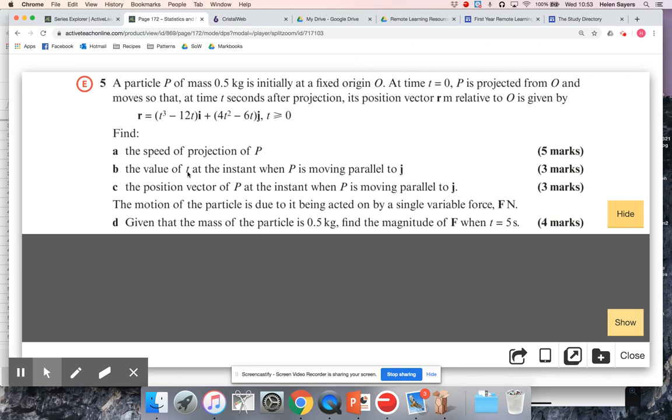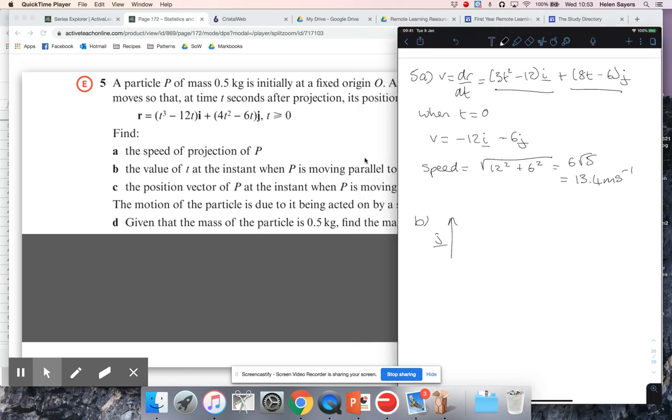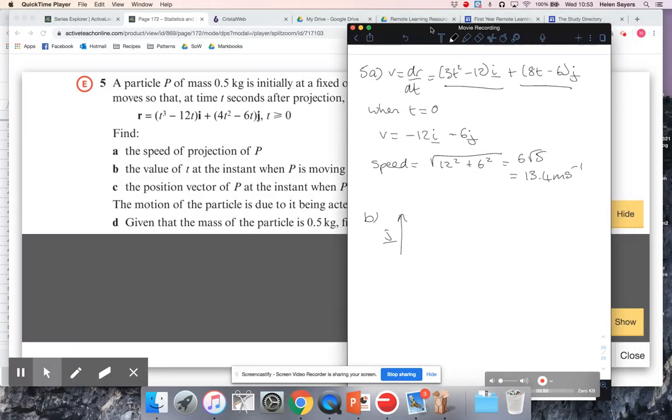Okay, so find the value of t at the instant when P is moving parallel to j. If something's moving parallel to j, it's moving straight upwards. Your i vector is to the left and your j vector is straight up. If we're after anything to do with how it's moving, then that's going to be to do with its velocity. And if it's moving straight upwards, then the i component of the velocity must equal 0. If it's moving straight up, it's not moving left or right at all.